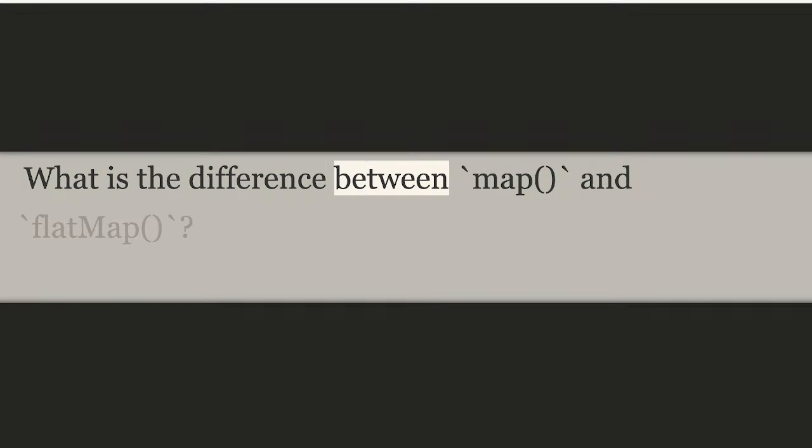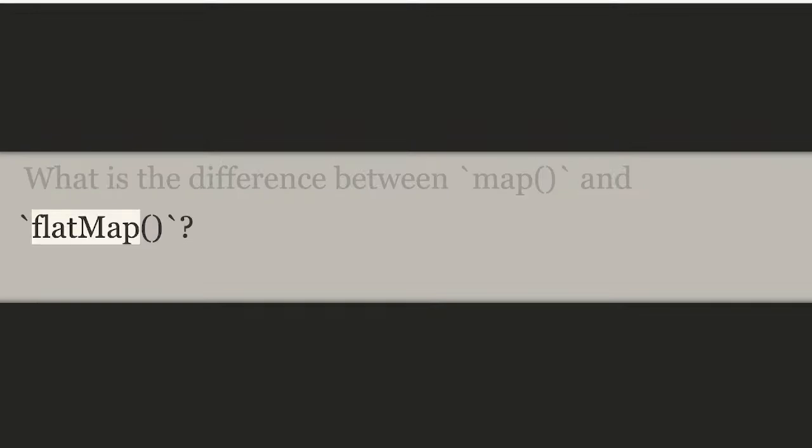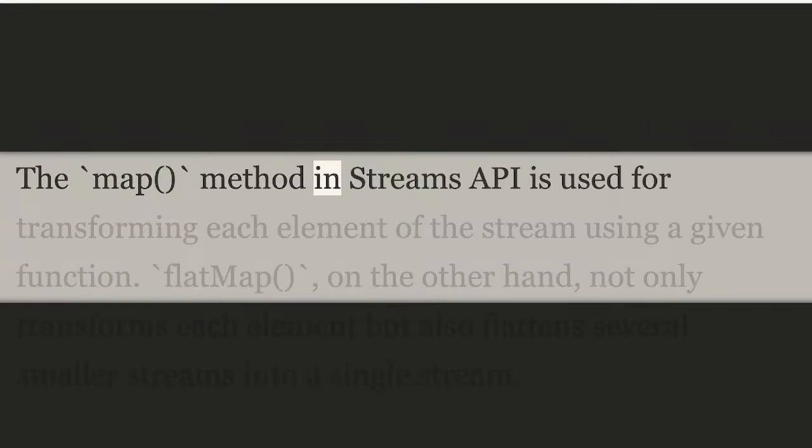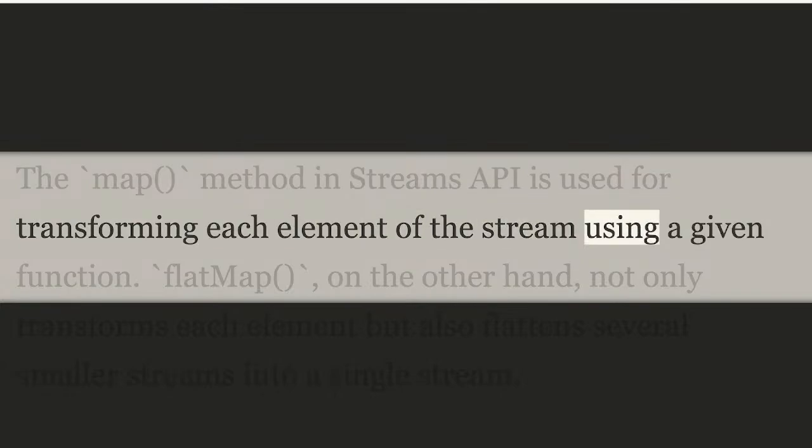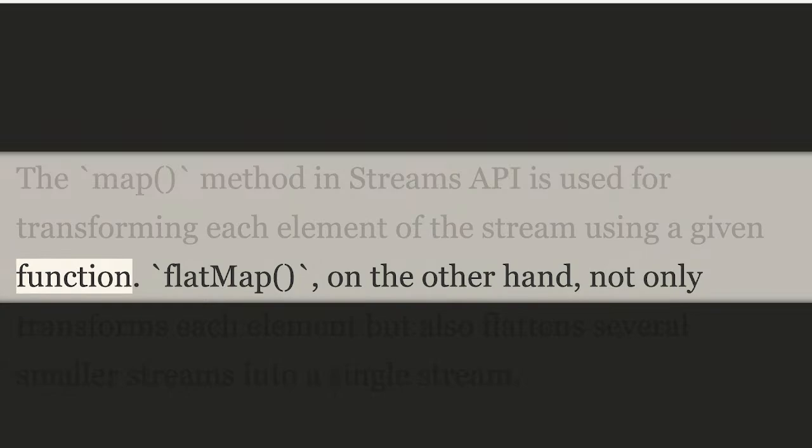What is the difference between map and flatMap? The map method in the Streams API is used for transforming each element of the stream using a given function. FlatMap, on the other hand, not only transforms each element but also flattens several smaller streams into a single stream.